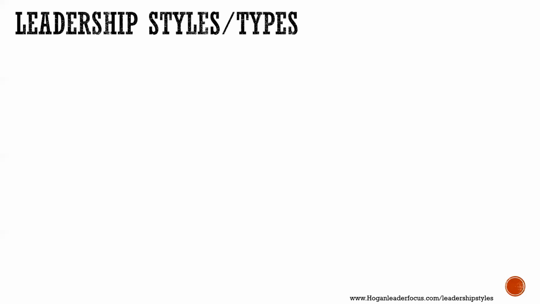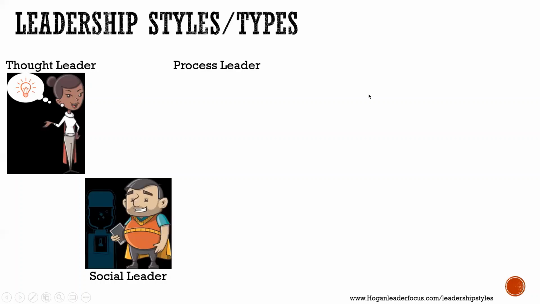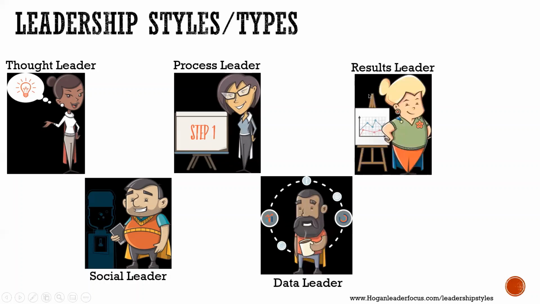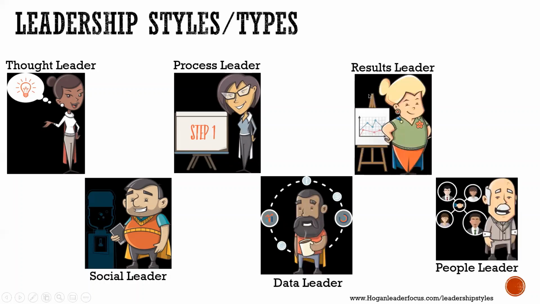So there's a thought leader. There's a social leader. We're going to go through each one of these in depth. There's a process leader. There's a data leader. There's a results leader. And there's a people leader. And these are all different types of leaders. And Hogan Leadership Focuses helped develop these leadership styles. And I've used this material from them. You can see I'm giving them credit for it down at the bottom.